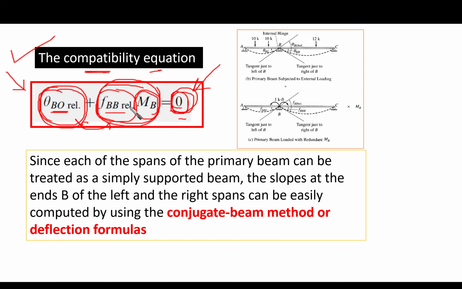It is pretty similar to what we explained before regarding deflection, but instead of deflections, we are dealing with rotations. Since each of the spans of the primary beam can be treated as a simply supported beam, the slopes at the ends of the left and right spans can be easily computed using the conjugate beam method or deflection formulas. Now the question that comes to our minds is how we can get this slope. In this compatibility equation, we know that our main unknown is MB.